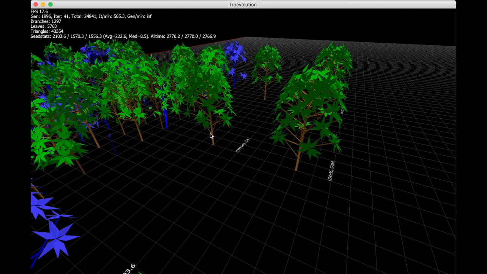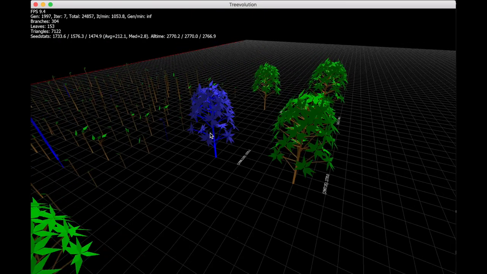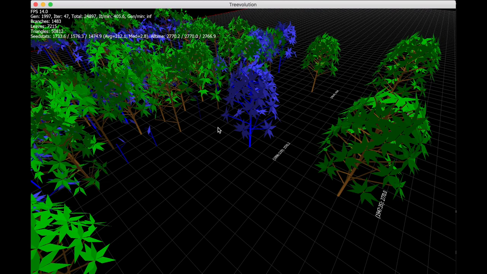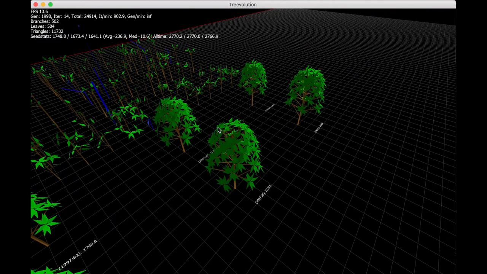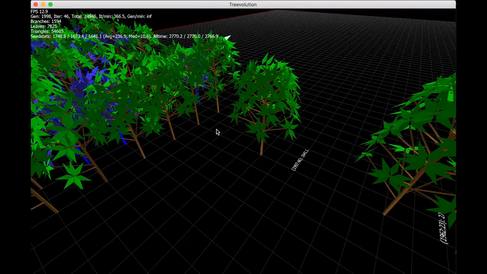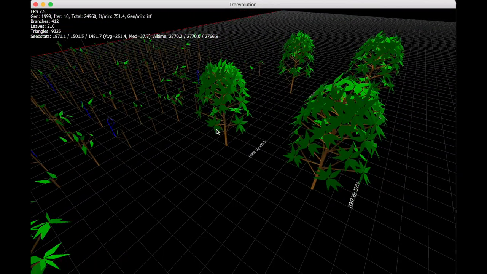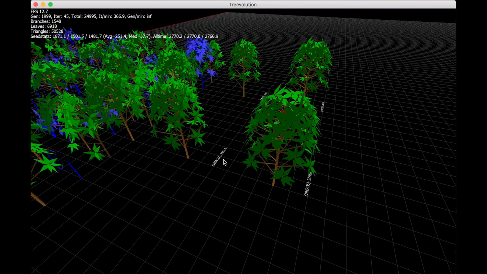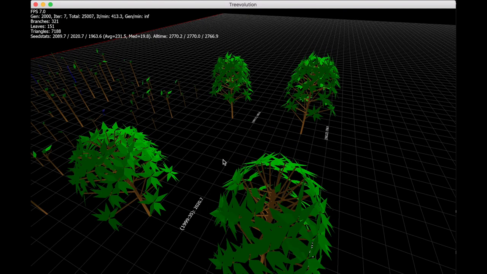And I think that's really cool. These are beginning to look like, I'm not a biologist or botanist, so I have no idea what kind of species of tree this would be, but I think it looks like actually a tree that could exist. So, I think that's fun to see.